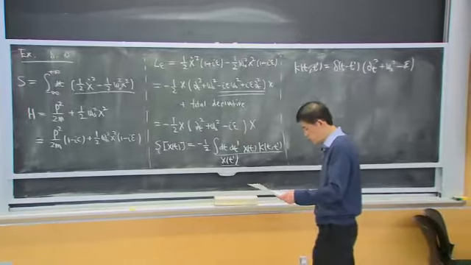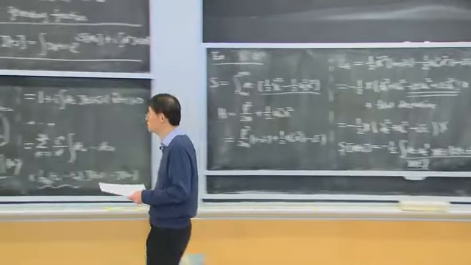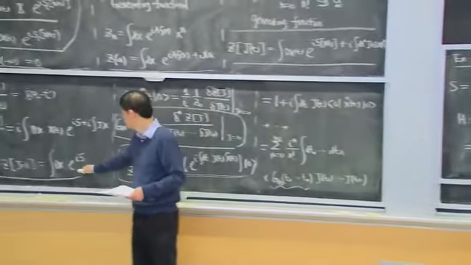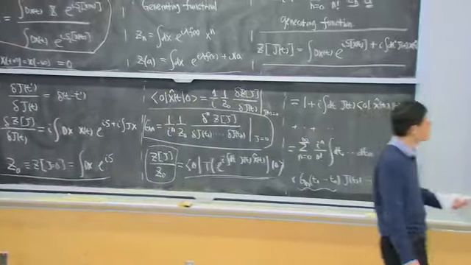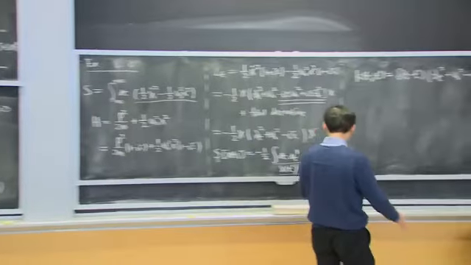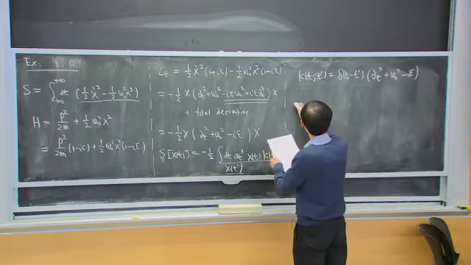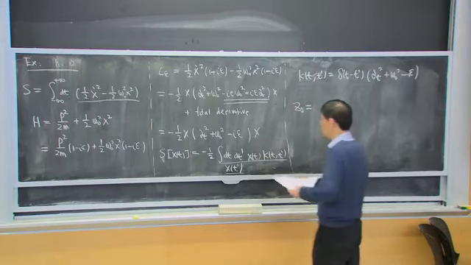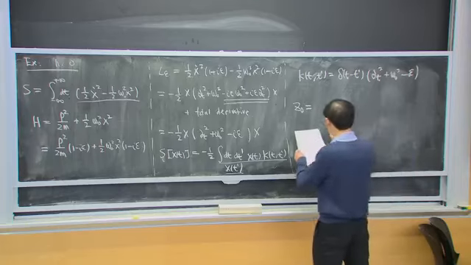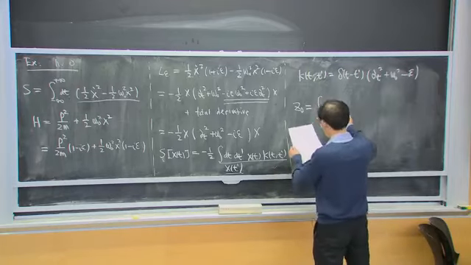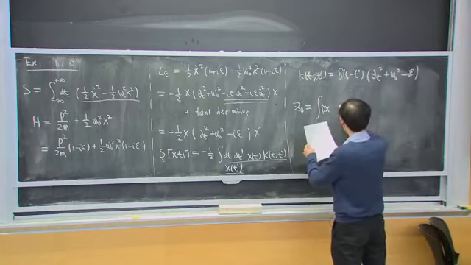So let's first look at Z0. Z0 is just the Gaussian integral we already discussed before. So Z0 is the Gaussian integral. I will be schematic.